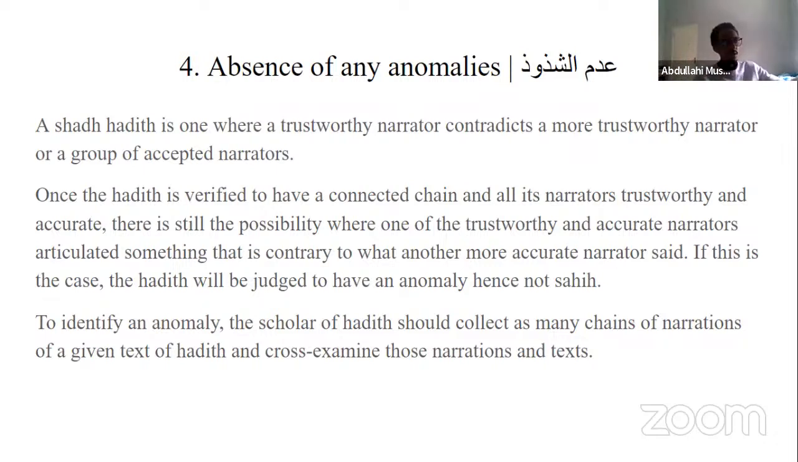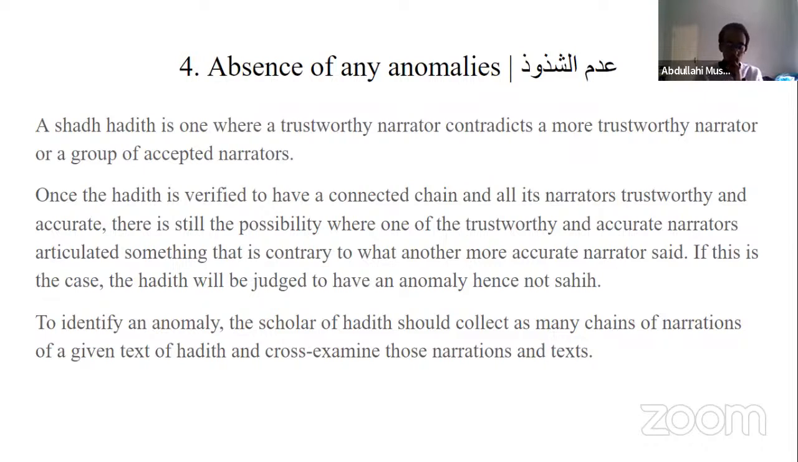Now, it is possible that you've ticked the first 3 boxes, but then a problem arises in the 4th box. There is still the possibility that one of the trustworthy and accurate narrators articulated something that is contrary to what another more accurate narrator said. If this is the case, the hadith will be judged to have an anomaly, hence not sahih. To identify an anomaly, the scholar of hadith should collect as many chains of narrations of a given text of hadith and cross-examine those narrations and texts.